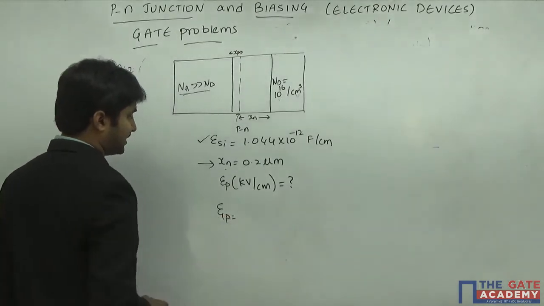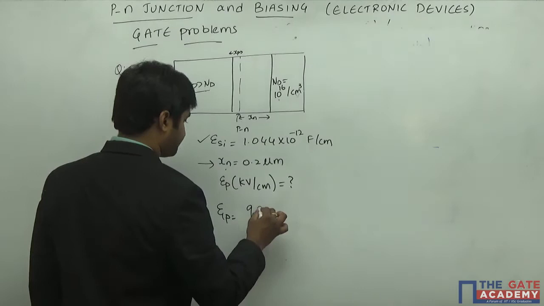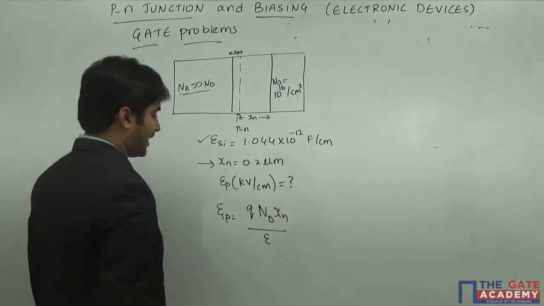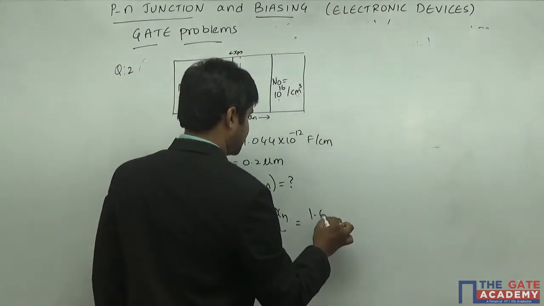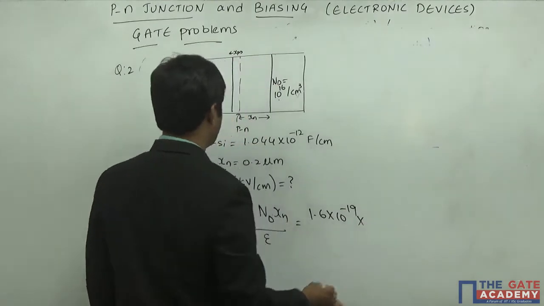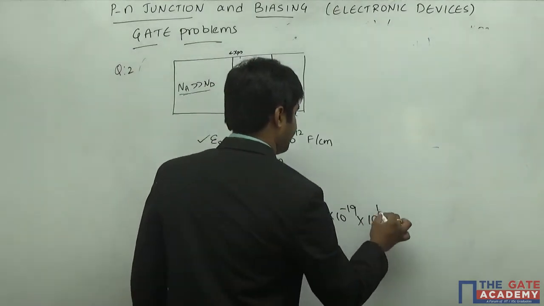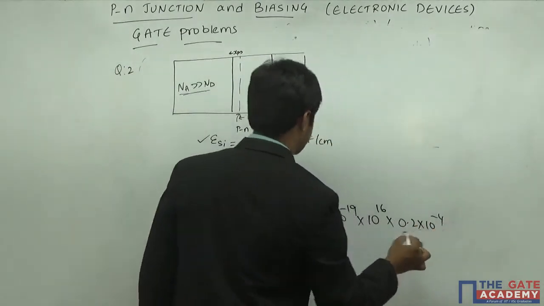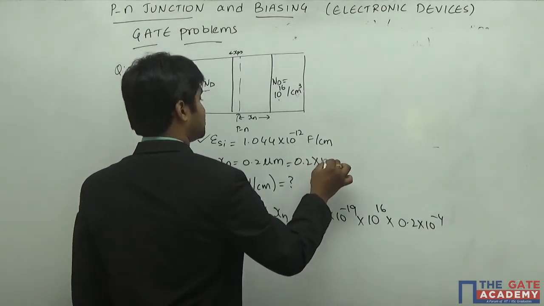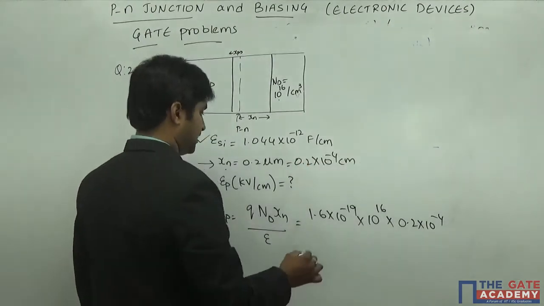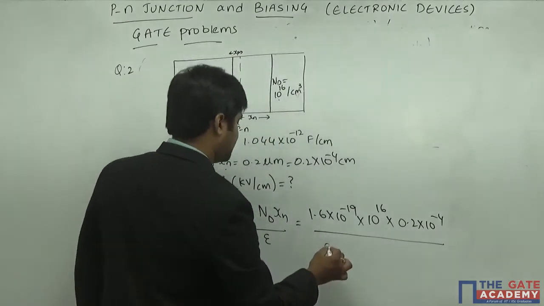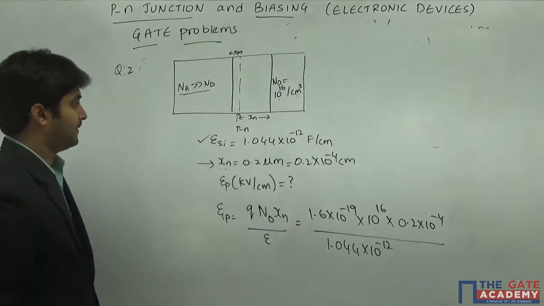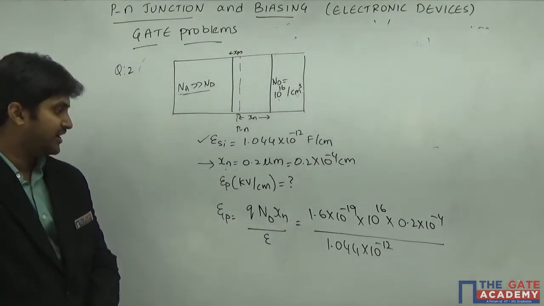We have learned the formula for the peak electric field, which is nothing but Q into NdXn divided by epsilon. So we can directly apply this. It is equal to 1.6 into 10 power minus 19, into Nd, which is 10 power 16, multiplied by Xn, which is 0.2 into 10 power minus 4 centimeters. I want to write in terms of centimeters, so it is 10 power minus 4 centimeters, divided by epsilon, which is 1.044 into 10 power minus 12. You can just simplify it using the calculator.